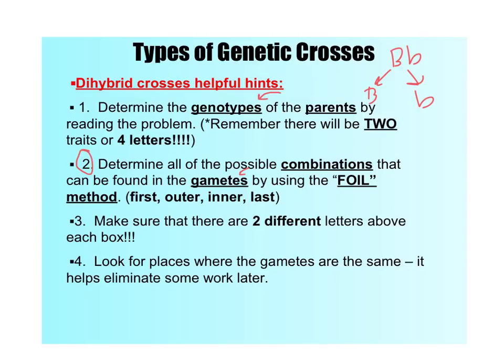A rule: make sure you have two different letters above each box. With monohybrids, we had one letter, like big B, little b. Now, on this next one, you've got to have two letters, and they've got to be different. So do not give me two B's above each box. It might be a big B and a little F, and a little b and a big F. Make sure you have two letters above each box, and that they're both different. I will try to explain this as we go, because there are ways you can eliminate some work and save some time if you know what you're doing.